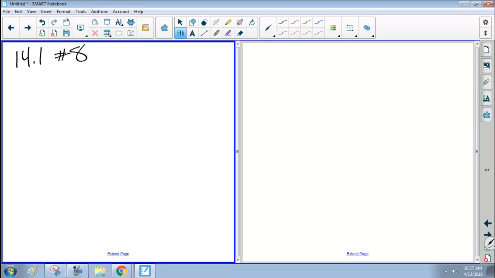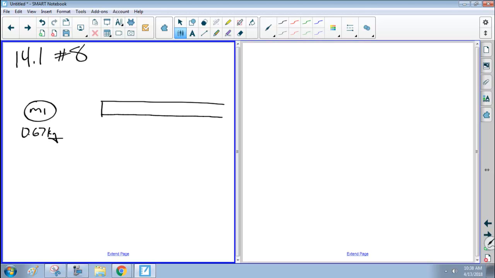Okay, so it says in the figure at the right, a particle of mass 0.67 kilograms is a distance d equals 23 centimeters. So here's M1, and you're told that it is 0.67 kilograms. And then you've got this rod here, which I'm going to draw small so that we have room. You're told that this distance here is d, which specifically is 0.23 meters.